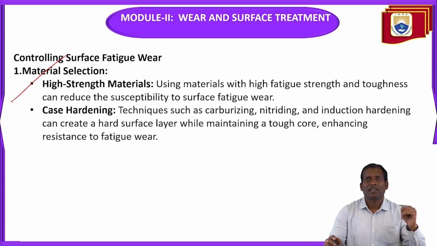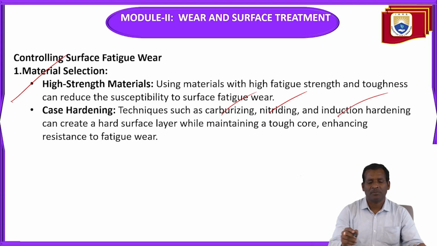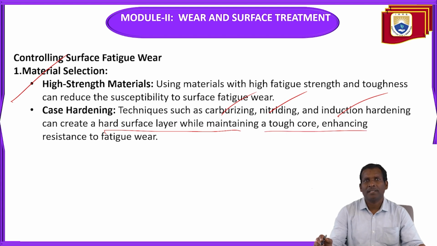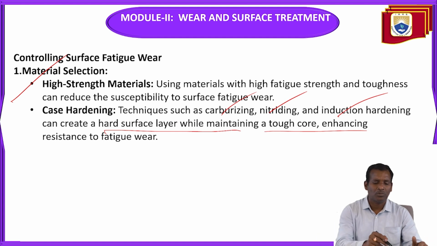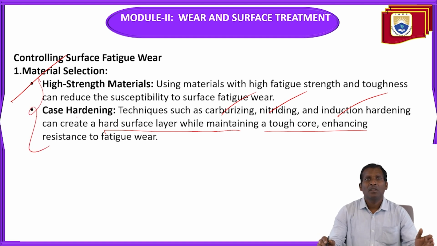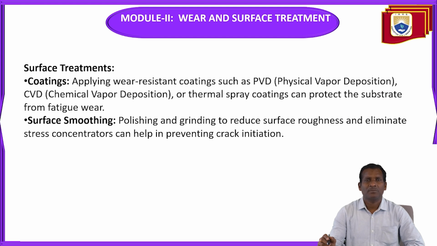Case hardening techniques such as carburizing, nitriding, and induction hardening can create a hard surface layer while maintaining a tough core, enhancing resistance to fatigue wear. So the designer, while selecting a material, should carefully remember these two points: high strength materials and case hardening. Next, surface treatments, coatings, and surface smoothing.